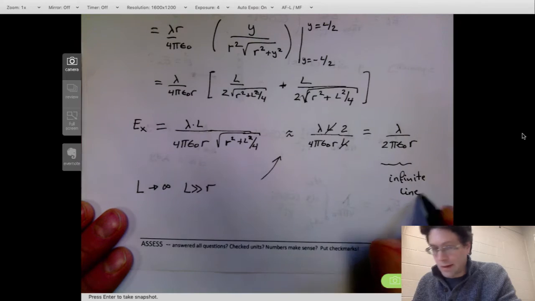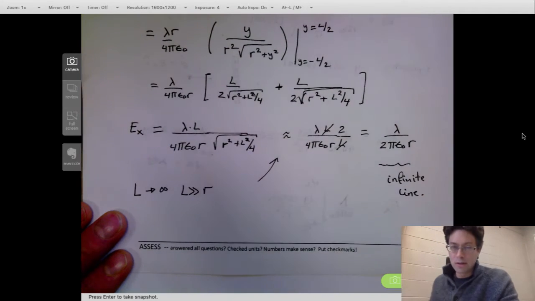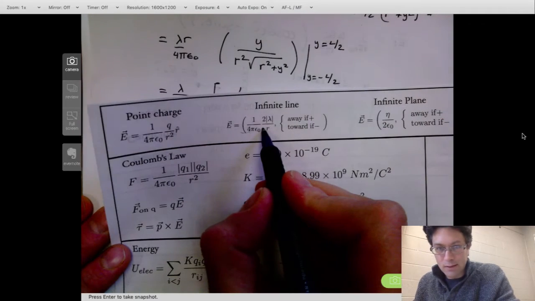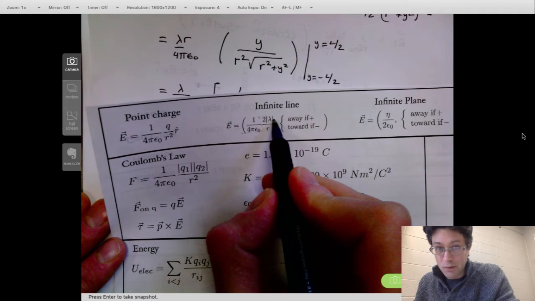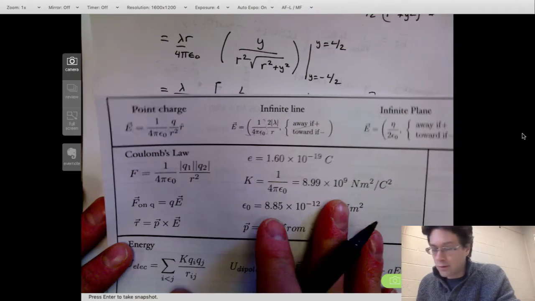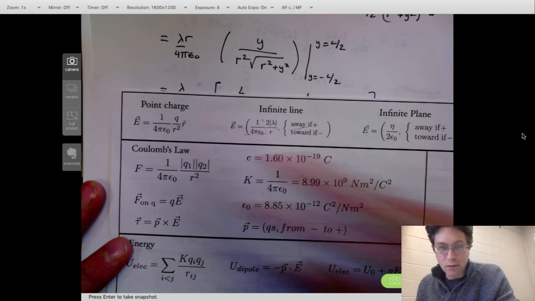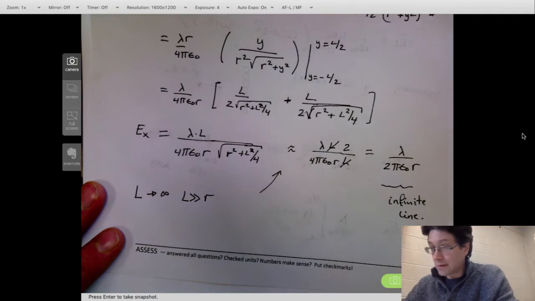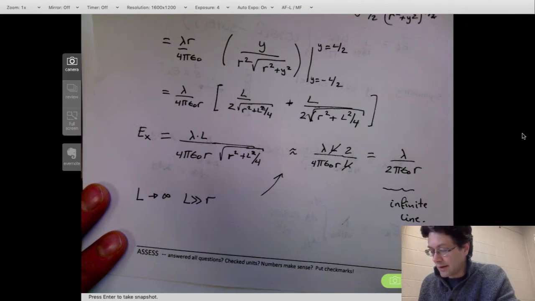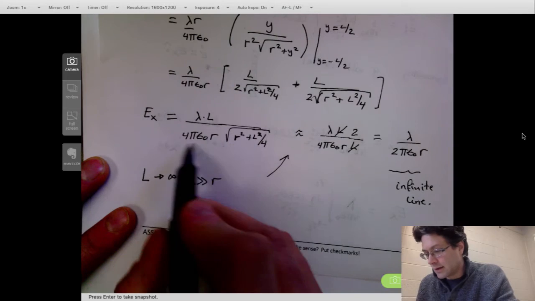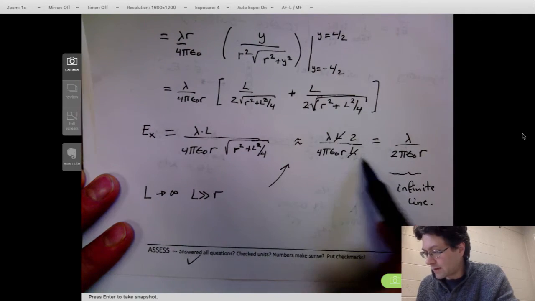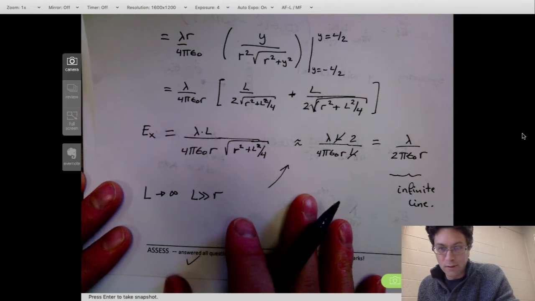If you go to your formula sheet, the electric field of an infinite line is 1 over 4 pi epsilon naught times 2 lambda over r, where lambda is the absolute value, and the sign, your direction, decides: if it's positive it's away, if it's negative it's toward. In this case we did it positive, so it's away. That's exactly the answer, so that's great. That means we did the right thing, because this is the more complicated case where the line is not infinite, but we see that if the line is infinite we recover the result of an infinite line.